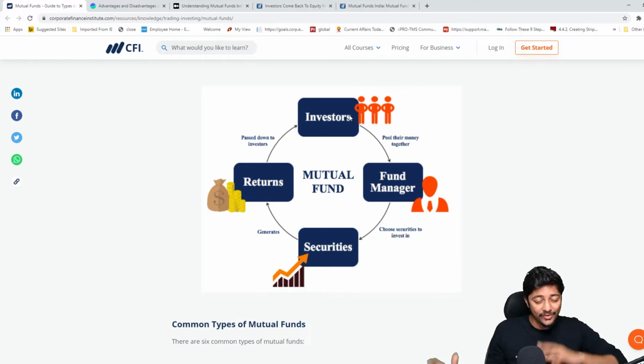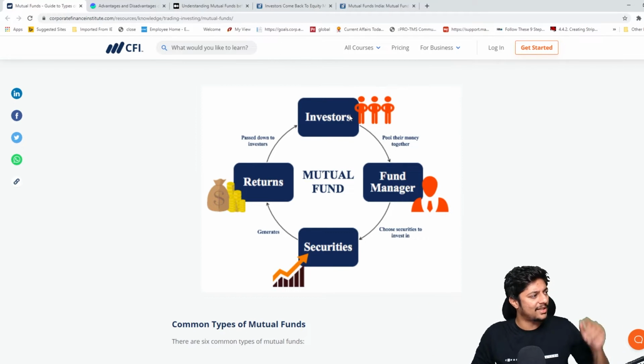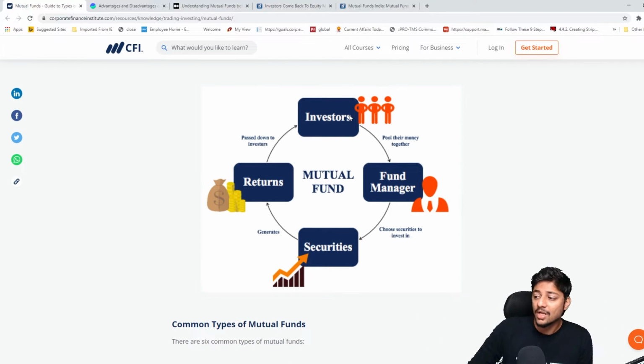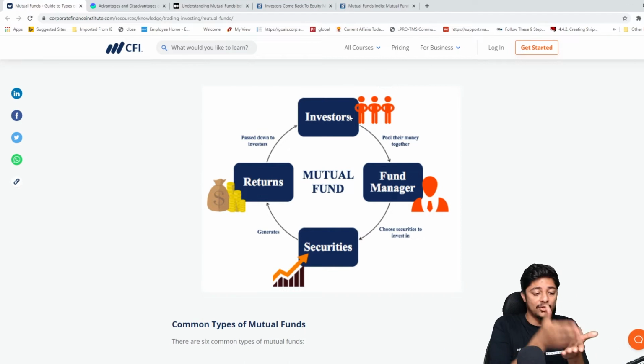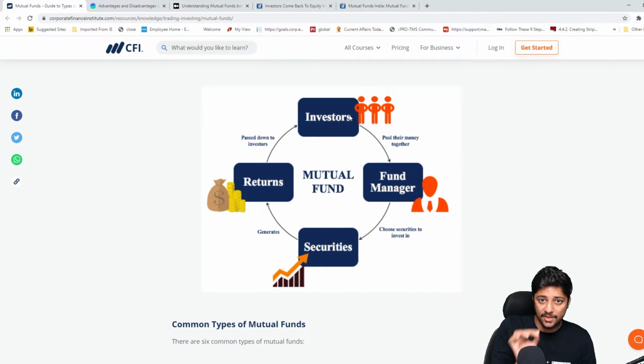He'll have a team of analysts coming and telling him, you know what, fund manager, I think this stock is damn good because its fundamentals are good. This is a good momentum play. The fundamentals of this stock are damn good for value investing, growth investing, etc. So the fund manager is the person who will manage your funds. Very simple as that. Now he will choose what securities to invest in.